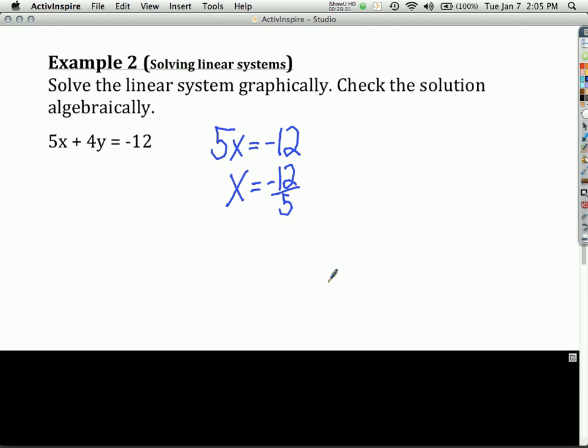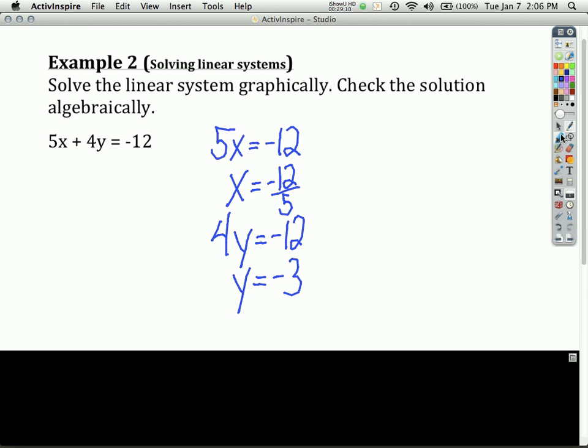Any questions on how we did that? That's the x-intercept. Now the y-intercept. As Nathaniel taught us during the warm-up, now replace the x with a 0. And we end up with 4y equals negative 12. Divide both sides by 4 and you get y equals... Valerie? Negative 3, very good. So we have the x and y intercepts now.